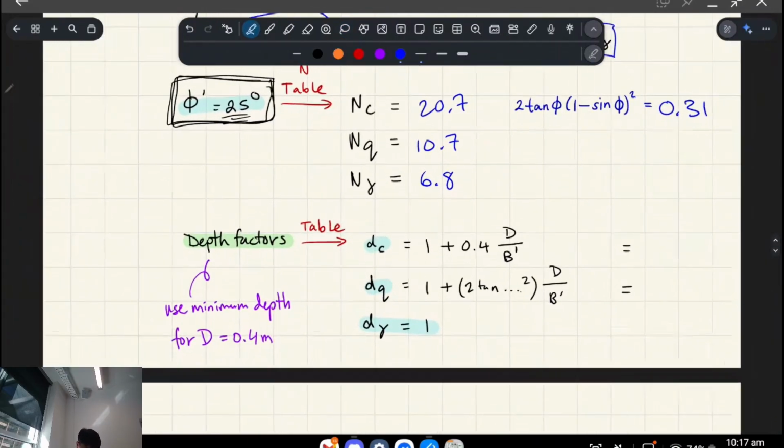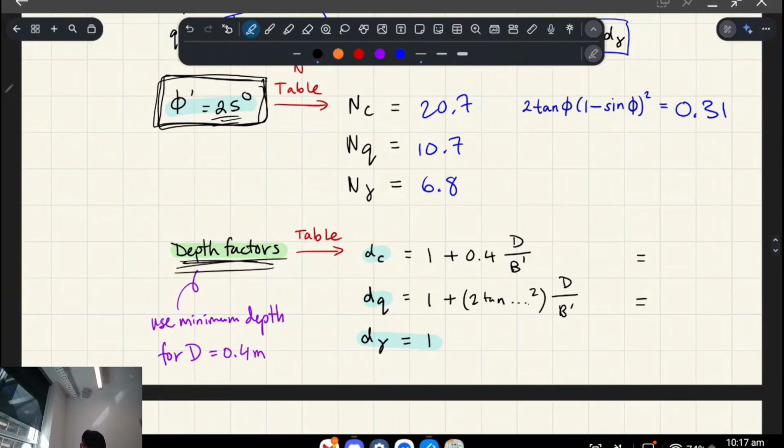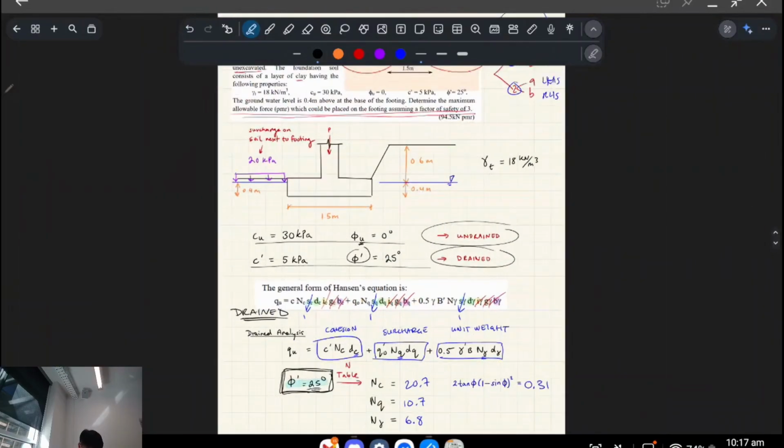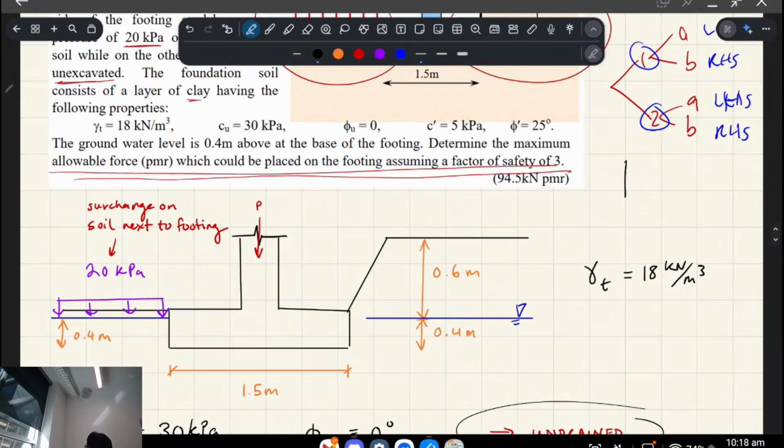Okay, so next we have to calculate our depth factor. When you're considering depth, you have to consider the most conservative scenario. On the left we have a depth of 0.4, and on the right we have a depth of 1 meter. Basically, you have less embedment when you have 0.4 on the left.